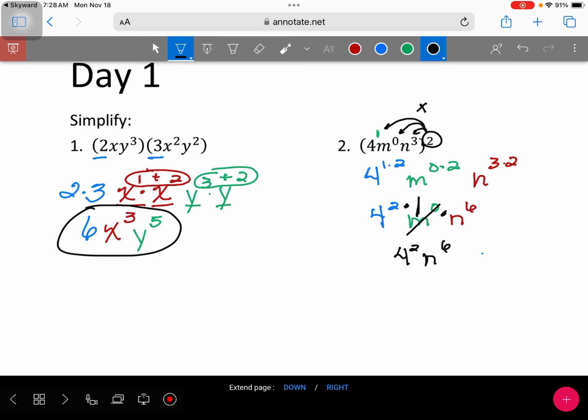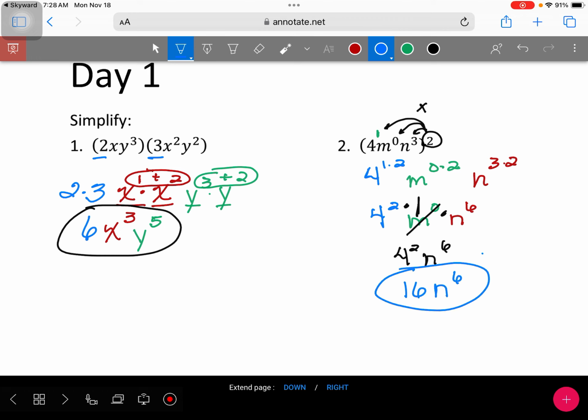Is that in simplest form? No, you can simplify 4 squared. Is that 8? 4 times 2? It's 16. Yes, 4 squared means 4 times 4. So the final answer here is 16 n to the 6th power.